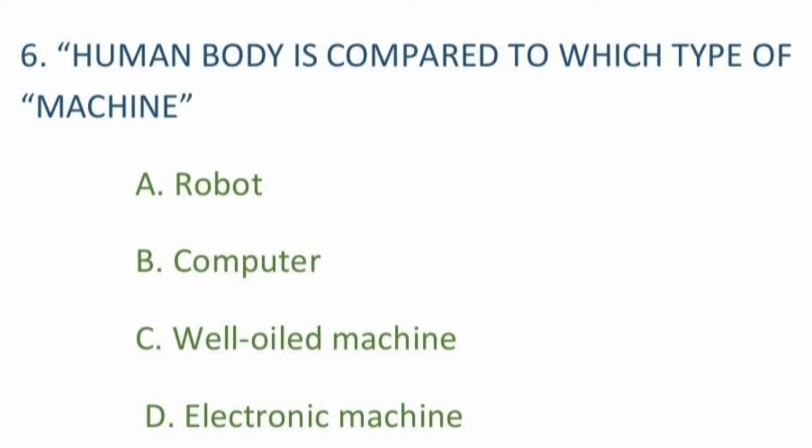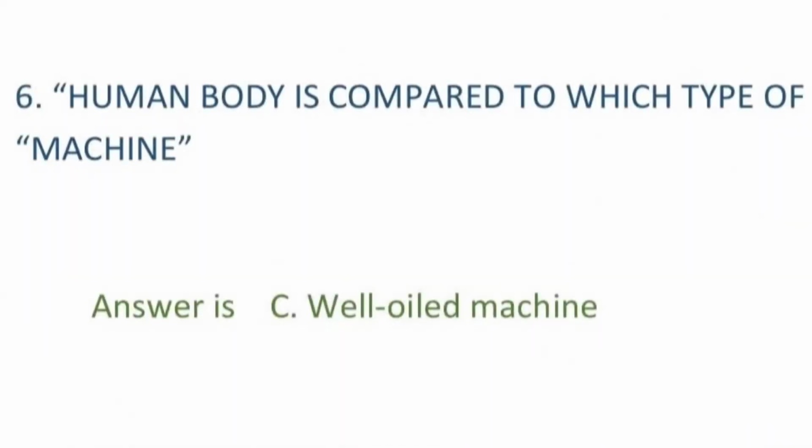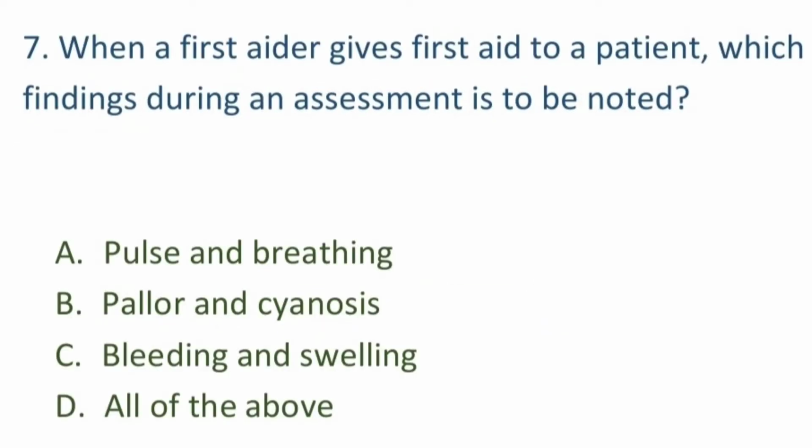Our question number 6. The human body is compared to which type of machine? Options are A, robot; B, computer; C, well-oiled machine; and D, electronic machine. The answer has to be option C, well-oiled machine. Yes, our body is compared to a well-oiled machine.